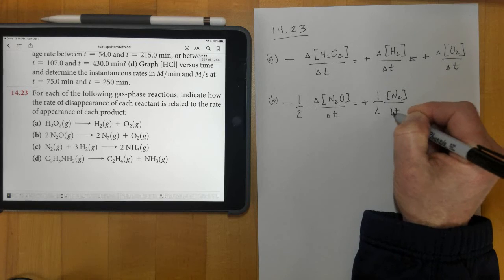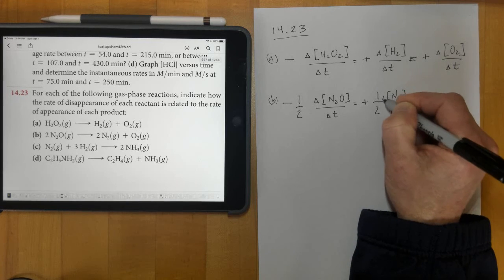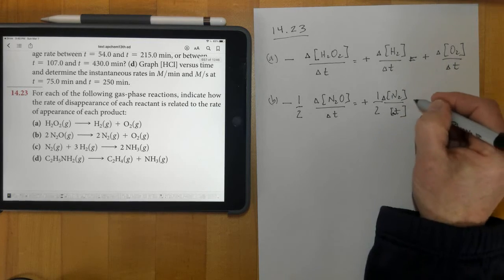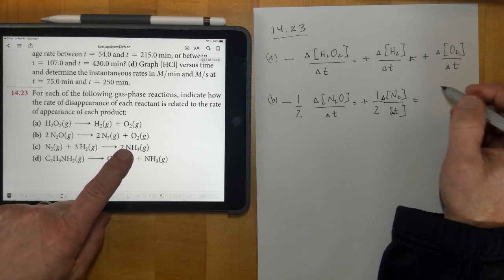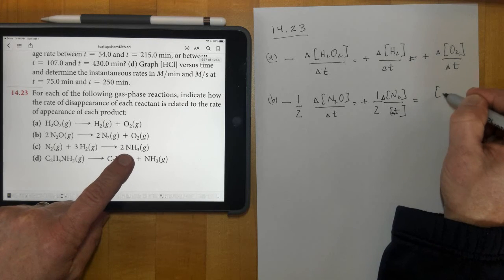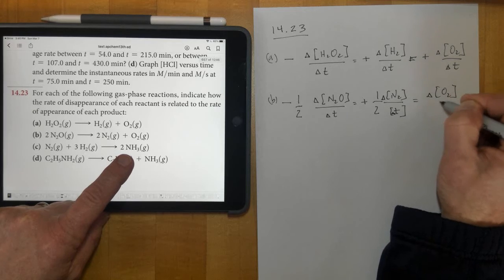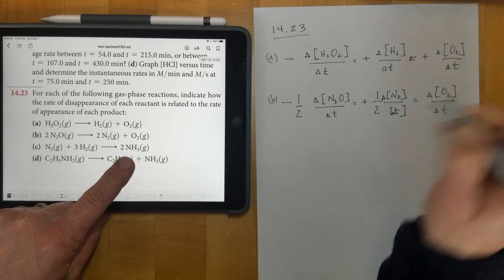time. Whoops, triangle time right here. I should have a triangle in front of this as well because it's change in that, which is equal to 1 of these O2s, so concentration of O2 per unit time.